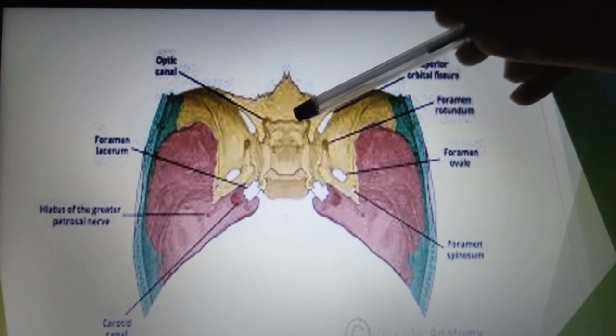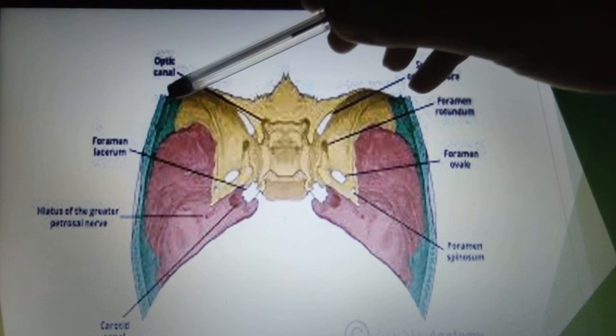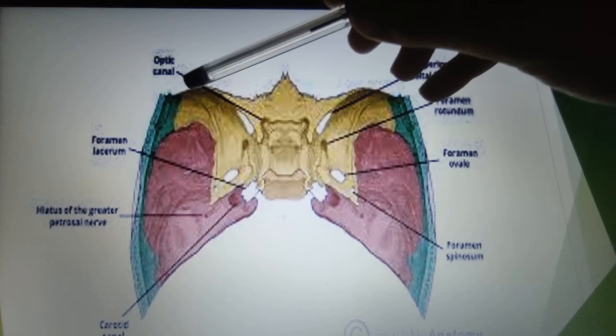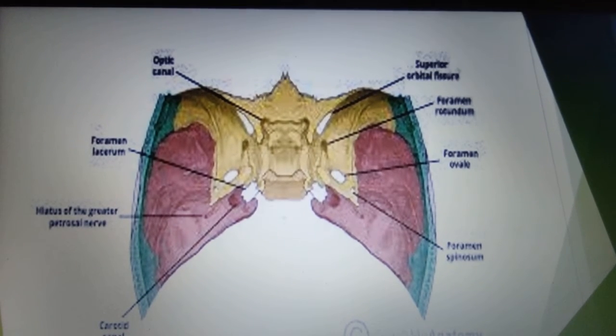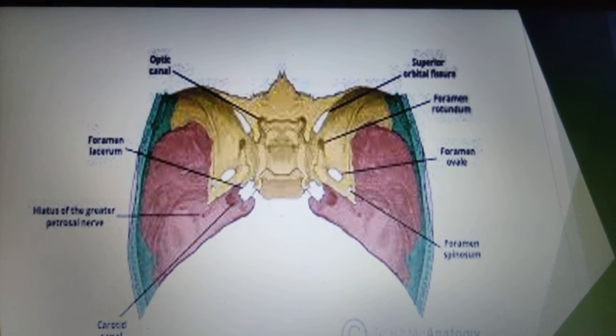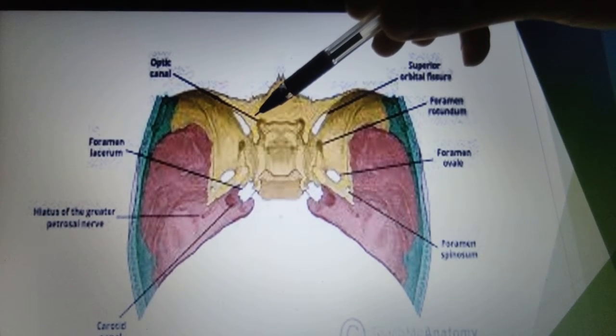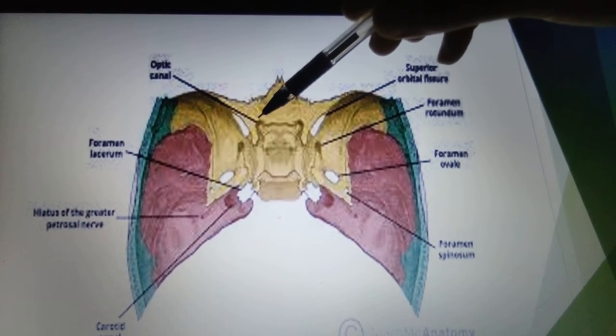It is bounded anteriorly and posteriorly by the lesser wing of the sphenoid. In this diagram it is not proper. So anteriorly and posteriorly it is bounded by anterior and posterior root of the lesser wing of the sphenoid and body of the sphenoid. It transmits, you can take down, optic nerve, ophthalmic artery and meninges.